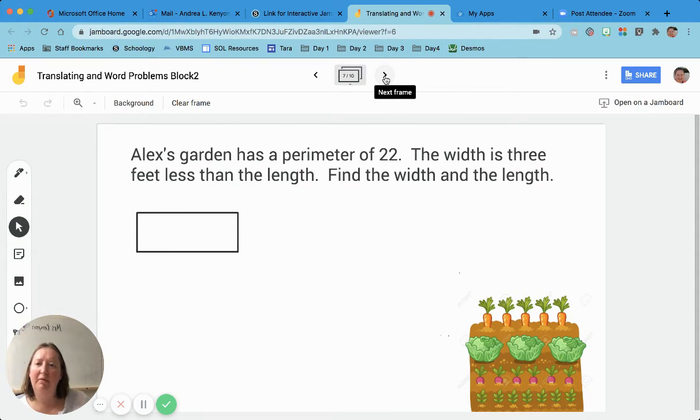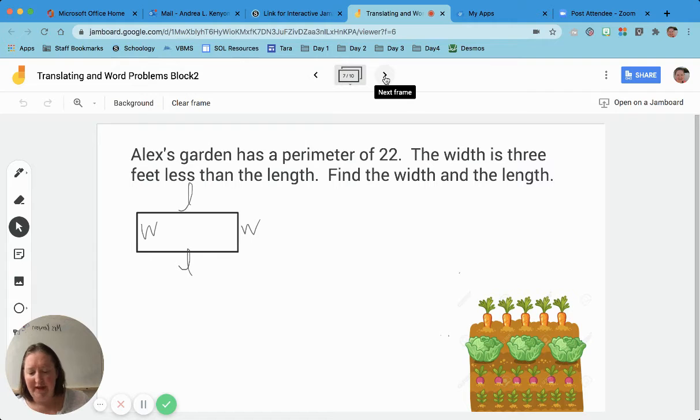Next type of problem. Alex's garden has a perimeter of 22. I should have put 22 feet. The width is 3 feet less than the length. Find the width and the length. So there's a couple of things I know. I know that this is a length, and this is the length, and this is a width, and this is the width of a rectangle.